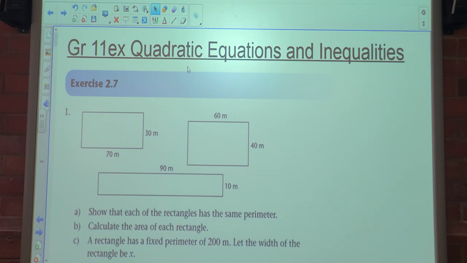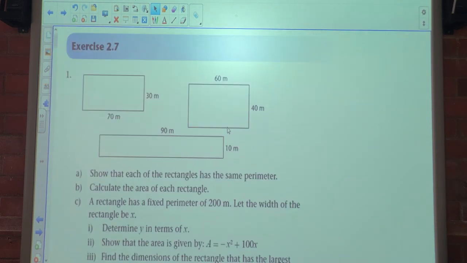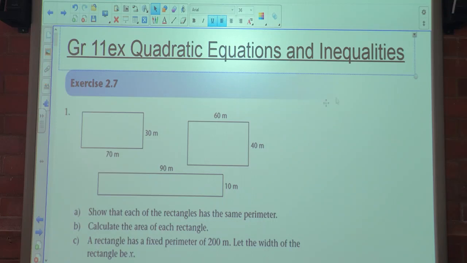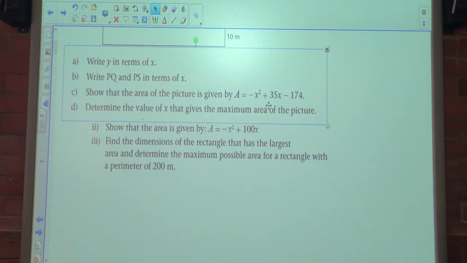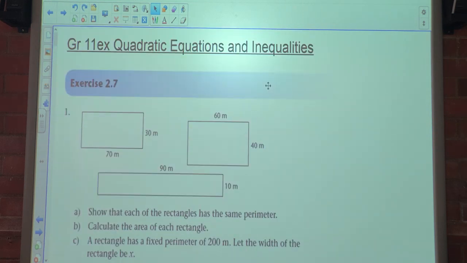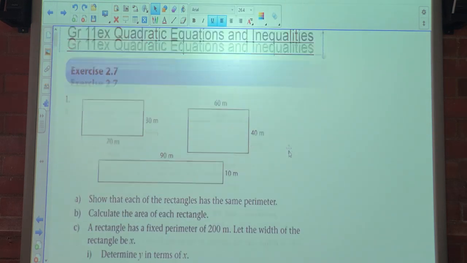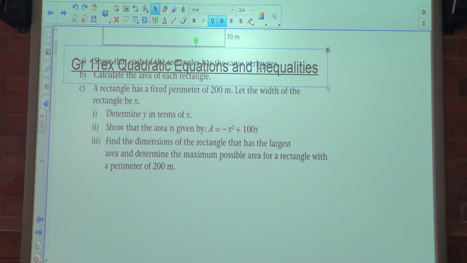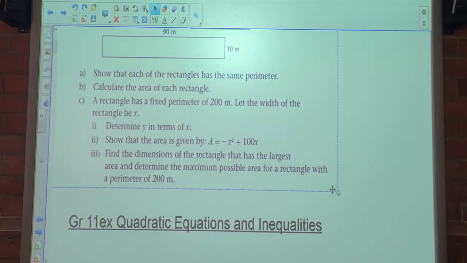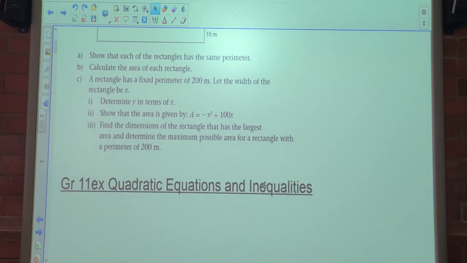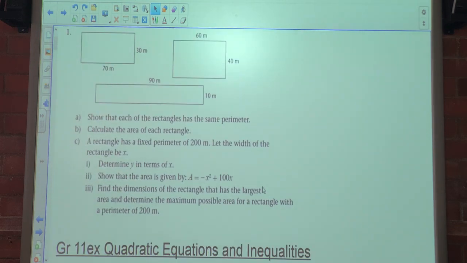So today we're looking at exercise 2.7 from the chapter on equations and inequalities. Because this is normally a topic that learners have problems with, we're going to do everything. Okay. So let's start then with number 1. Number 1 says, this is exercise 2.7.